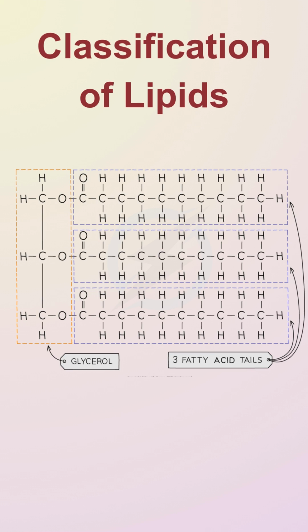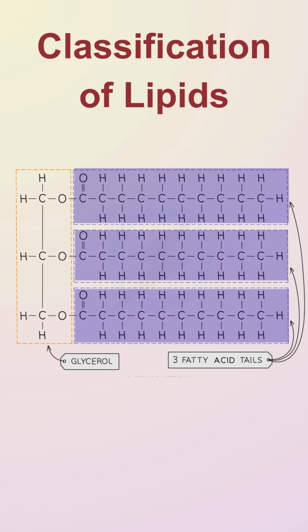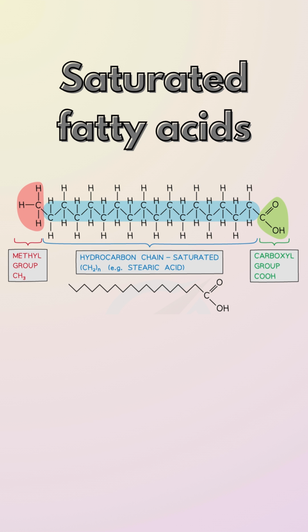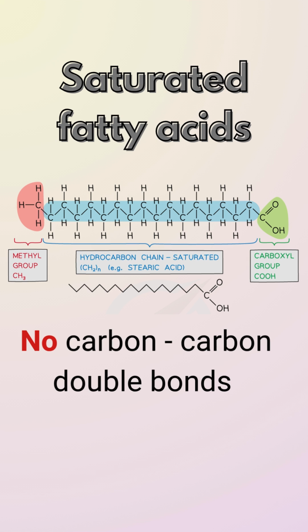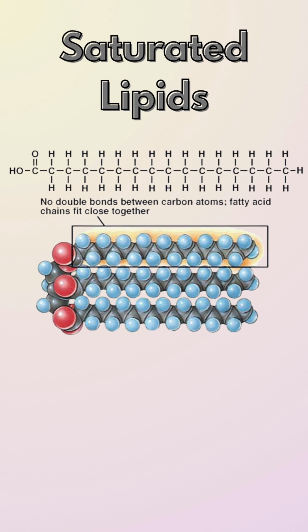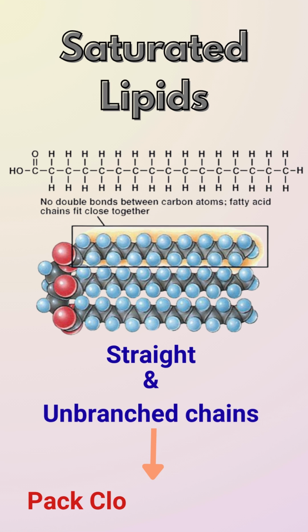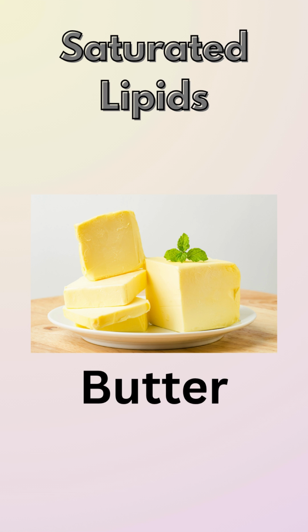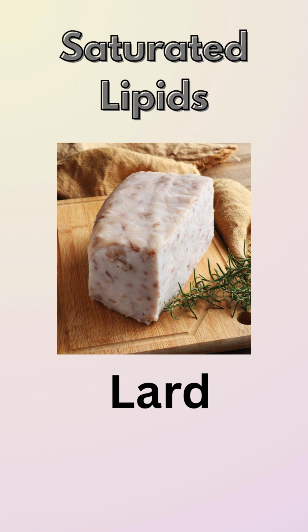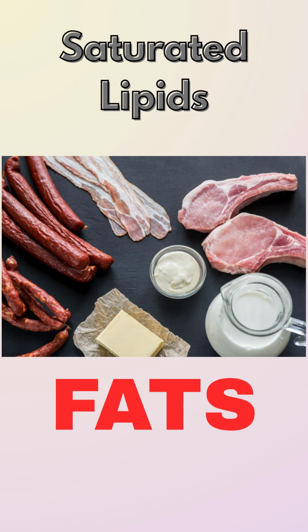Lipids can be classified as either saturated or unsaturated, depending on the type of fatty acids they contain. When a lipid is made up of saturated fatty acids, it is called a saturated lipid. These fatty acids have no double bonds between the carbon atoms. Because of this, they form straight, unbranched chains that can pack closely together. As a result, saturated lipids are usually solid at room temperature and are mainly obtained from animal sources, such as butter, lard, and meat fat. These are commonly known as fats.